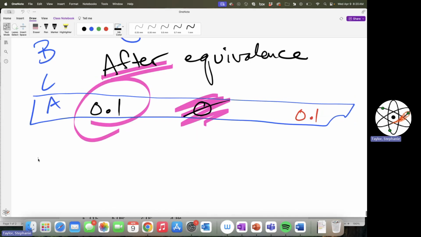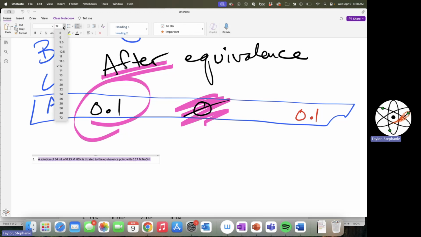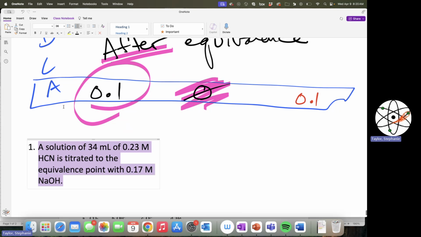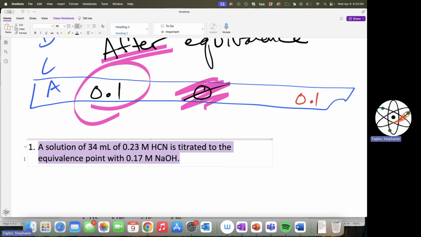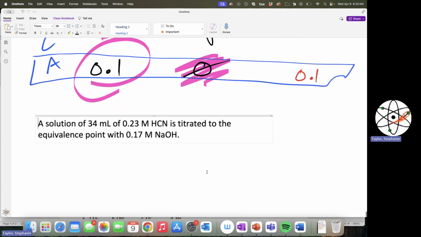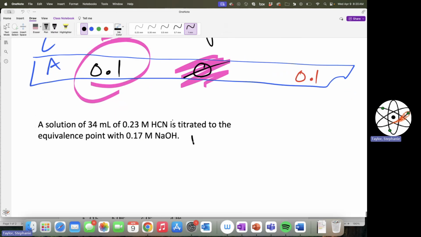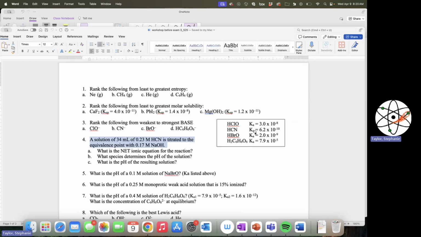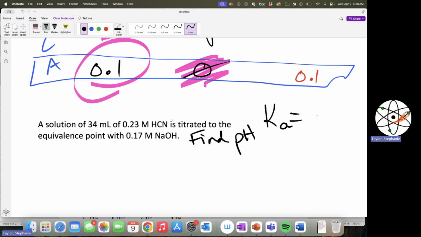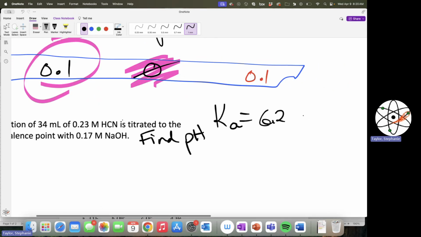So, because the question is, how do we deal with asking essentially for the pH at the equivalence point when there's no volume given? And I think this was an Alex, but it's a good question. It's a valid question. And the goal is find pH. Oh, I should also have a Ka value for that. 6.2 times 10 to the negative 10.